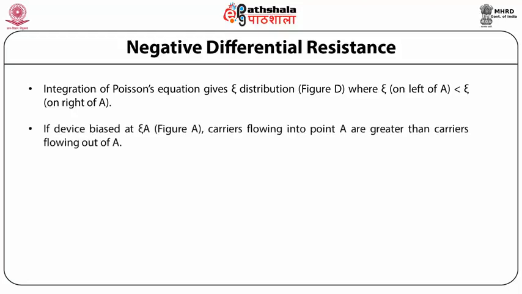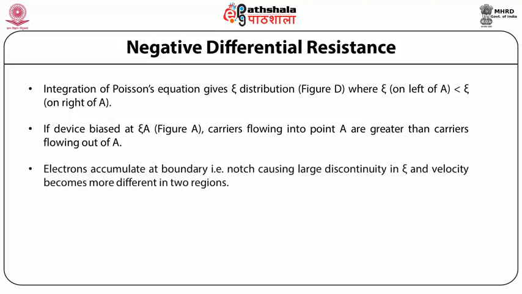If the device is biased at field E_A, figure A, the carriers flowing into point A are greater than the carriers flowing out of A. So electrons flowing in on the left of A are in a low field and hence have higher velocity. On the right, in a high field, the velocity is low. Electrons accumulate at the boundary, that is the notch, causing a large discontinuity in field, and the velocity becomes more different in the two regions. This increases the excess negative space charge at A.